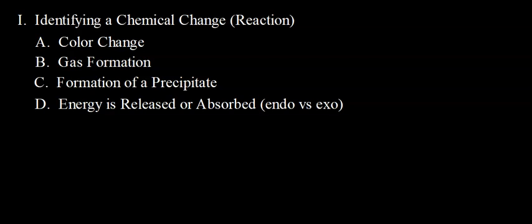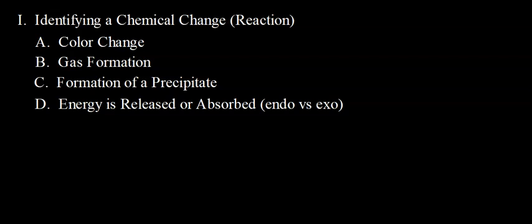Well, there's some evidence. One, and we'll see each of these, or all of these, in the labs that will be performed in this class. One is a color change. So you take two, say, colorless substances, mix them together, and what that turns into has a different color. That's a sign of a chemical change.